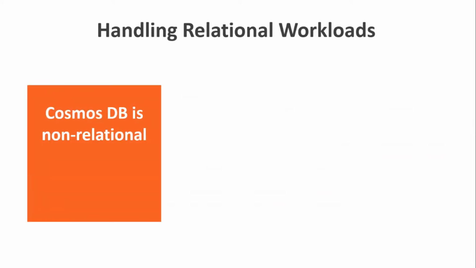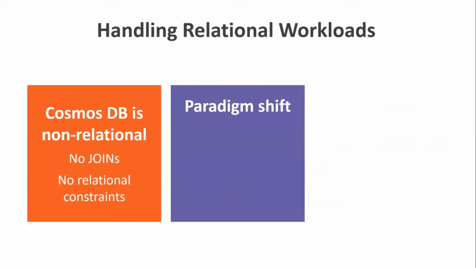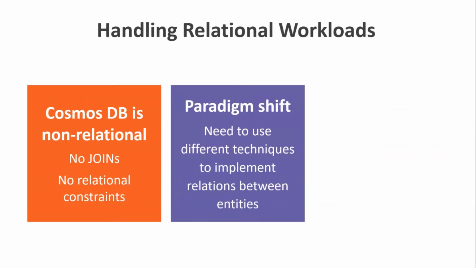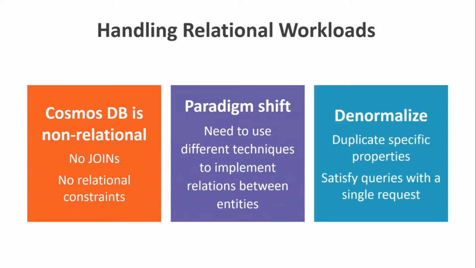So handling relational workloads. Well, Cosmos DB is non-relational. Postgres aside, let's not talk about that right now. But Cosmos DB is essentially non-relational, which means there are no joins and there are no relational constraints, and therefore you need to go about different ways of materializing relationships between your entities than what you might be used to. Where we will denormalize and we will violate the rules of normalization in order to satisfy queries with a single request rather than multiple requests, and achieve that by essentially duplicating data.